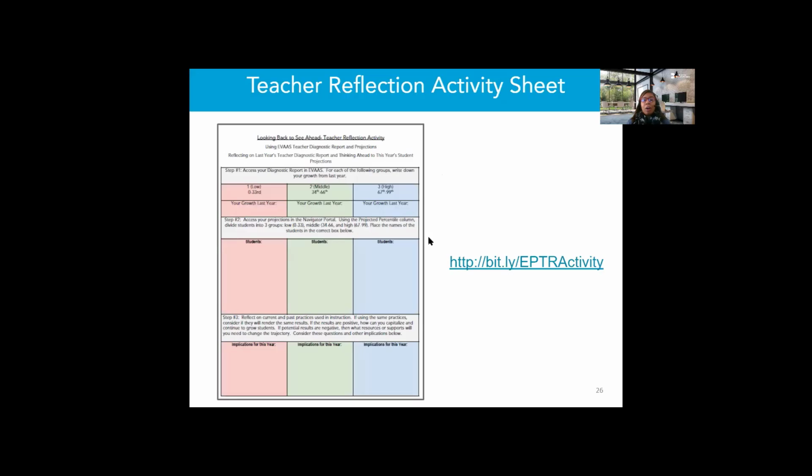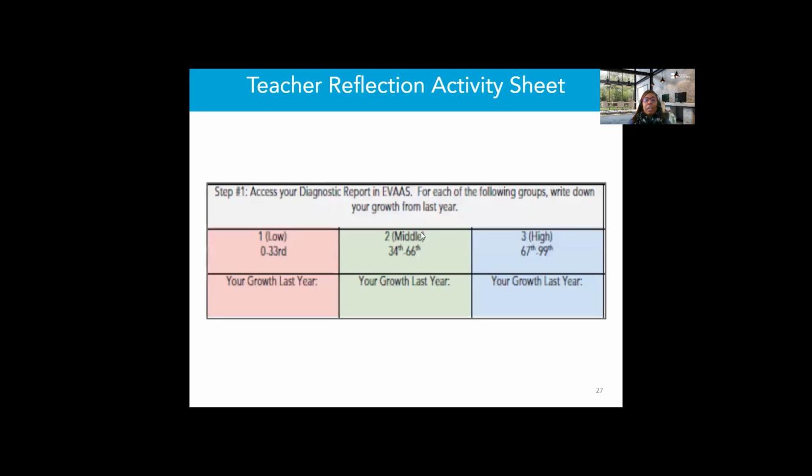So in your folder, in the digital folder, there is a teacher reflection activity. And it just basically walks you through the same steps that we kind of just talked through. So first thing you want to do is access your diagnostic report in EVAAS, and then you want to write down your growth from last year. So for each of these groups, low, middle, and high, in your chart, you will get a growth index, right?